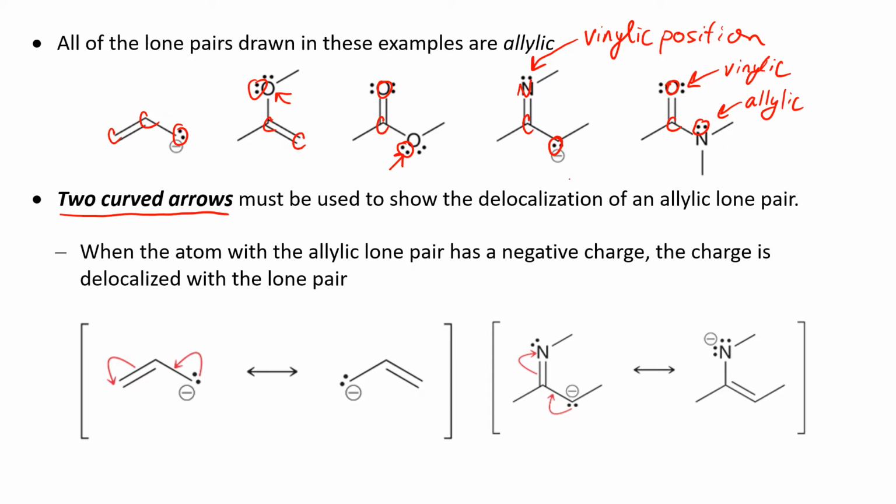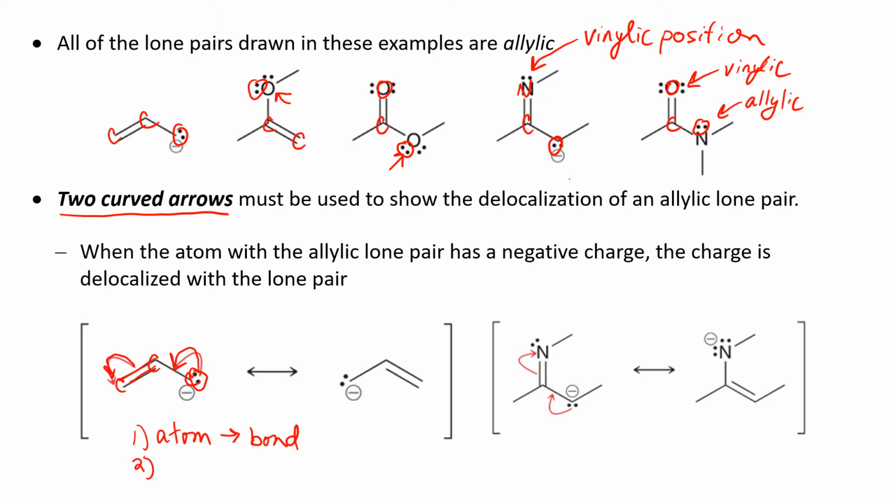When the atom with the allylic lone pair has a negative charge, the charge is delocalized with the lone pair. So the negative charge is following the lone pair. The tail of the arrow always starts on the lone pair of electrons. See, this is an allylic lone pair. It's on a carbon atom that is adjacent to a carbon-carbon double bond or any pi bond. The tail of the arrow always starts on the lone pair. And remember, it goes atom to bond and then bond to atom. So the first arrow, remember, atom to bond.